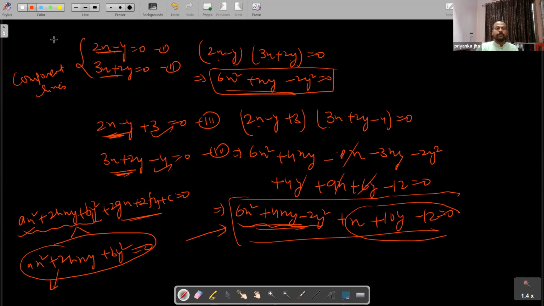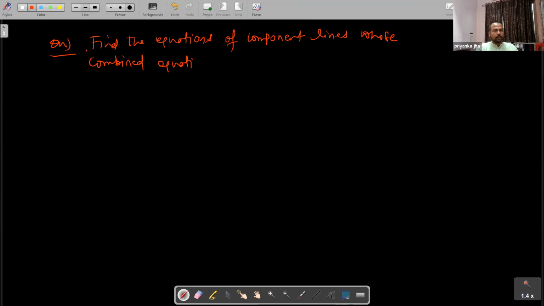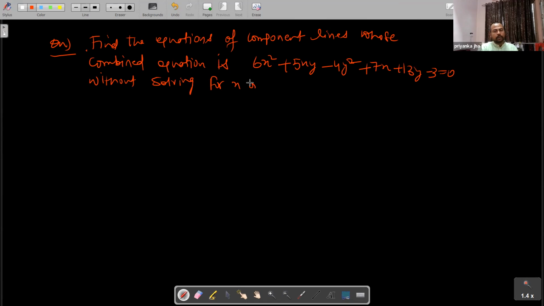Okay, let's take one question. The question says: find the equations of component lines whose combined equation is 6x² + 5xy − 4y² + 7x + 13y − 3 = 0, without solving for x and y.